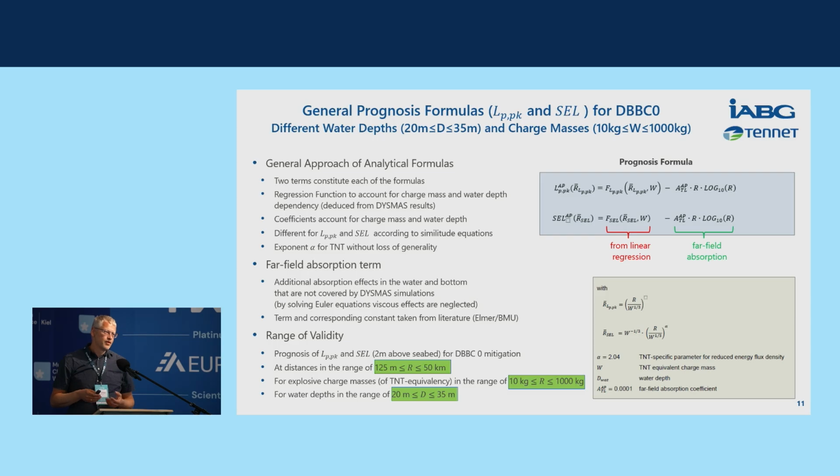DYSMAS solves the Euler equations. That's a special set of equations. And compared to the Navier-Stokes equations, the viscous effect as well as heat conduction is neglected. So with the simulation code, we can't account for these dissipation and absorption effects. So this is done by empirical equations.